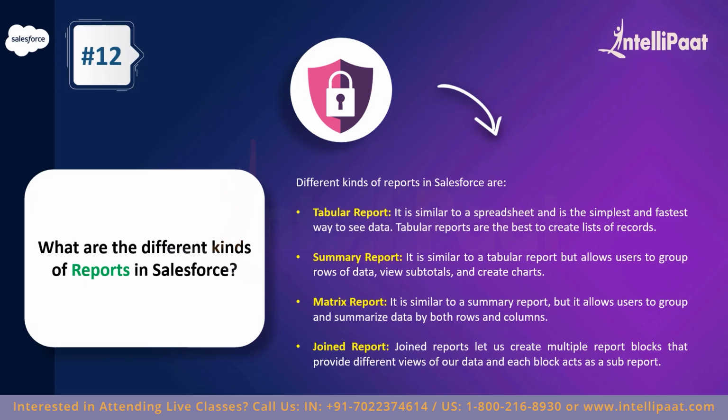And then we have the summary report. Summary report is very similar to the tabular report, but here, we can allow users to group rows of data. You can create charts based on the data, and of course, you can view all the subtotals and do a lot more too. And then we have the matrix report. Matrix report is a little bit similar to the summary report, but here, the users can group and summarize the data based on both rows and columns. And then we have the joined report. With a joined report, it is very easy to create multiple report blocks, which can provide a different variety of views for the data. And each of these blocks acts as a sub report in itself, right? So these are the 4 kinds of reports that are present in Salesforce.